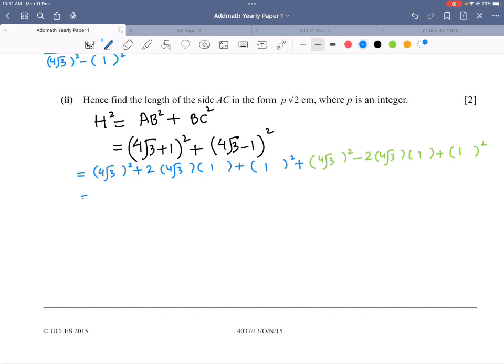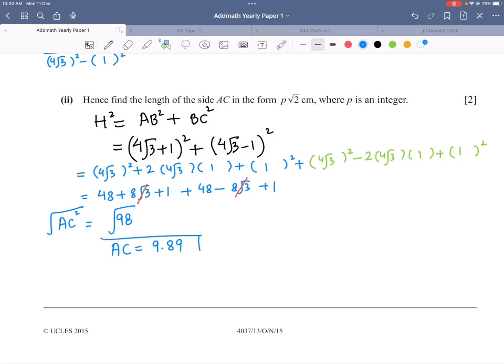Now expand the brackets. 16 times 3 is 48, plus 2 times 4 is 8√3, plus 1, plus 48 minus 8√3, plus 1. The 8√3 and 8√3 cancel. So we got 48, 50, 50 plus 48 equals 98. So 98 is the length of your hypotenuse, that is AC². We need to apply the square root on both sides. So the square root of 98 is 9.89. So the length of AC equals 9.89, and that is your final answer.